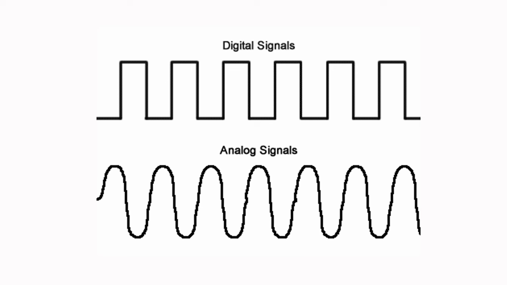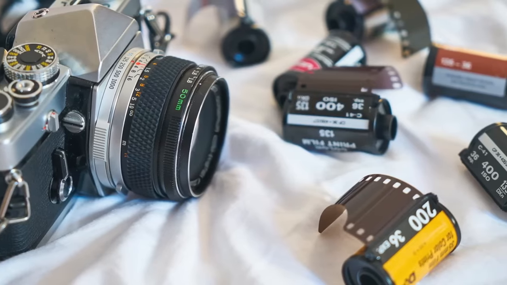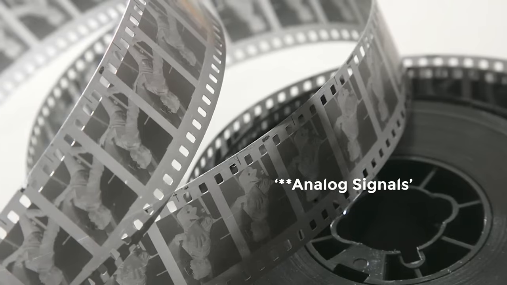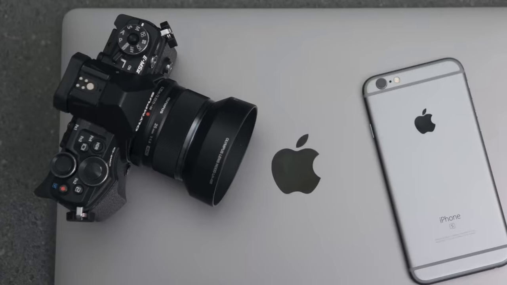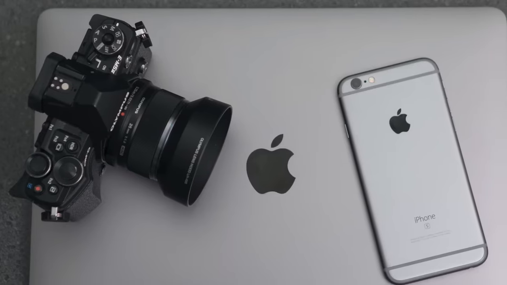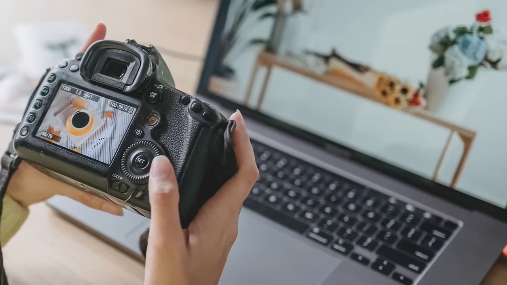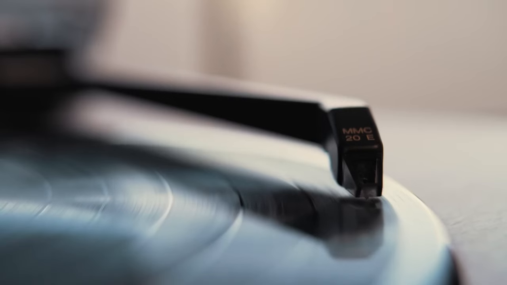If you look at the electronic signals, they are of two types, or I would say they come in two flavors: analog and digital. So let's think of it this way. If we go back in the day, those old school reel cameras snapped photos using analog signals. But today's cameras are all about digital signals when capturing pictures.